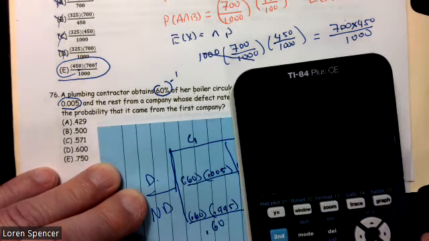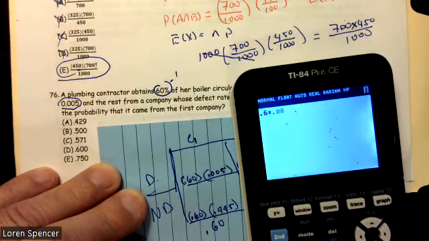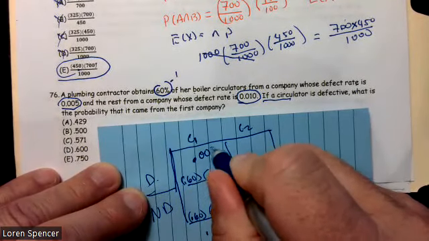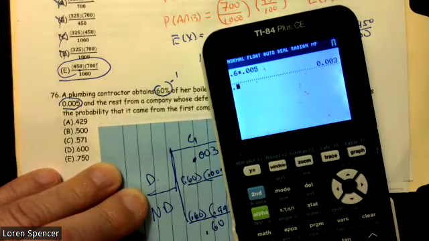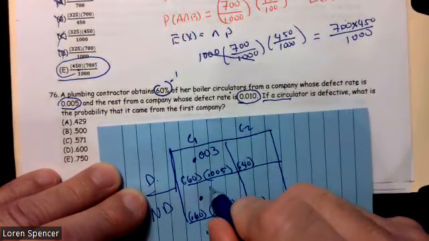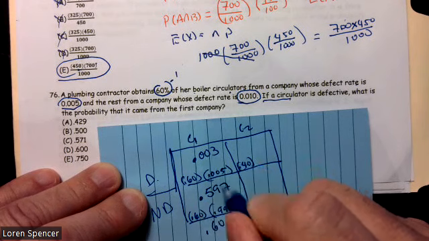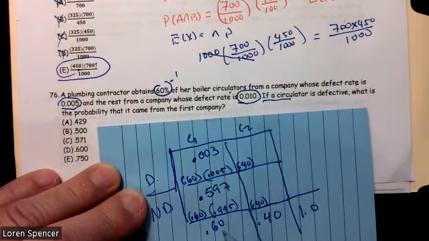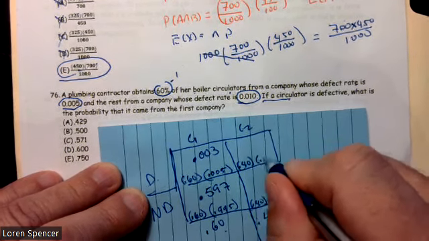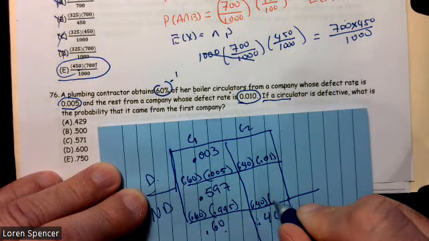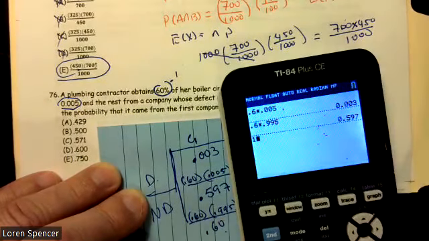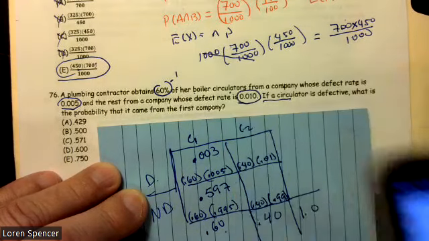And let's go ahead and multiply those out. 0.6 times 0.005 is 0.003. And 0.6 times 0.995 is 0.597. Okay, so those sum up, because this plus this needs to equal this. And then they say this one has a defect rate of 0.01. Well, 1 minus that is 0.99.